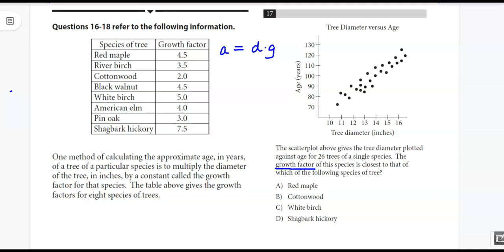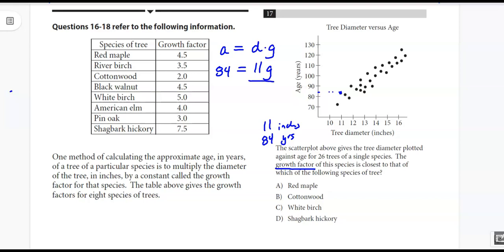So which of these could it actually be? There are a couple of different ways to look at this. We could just put some numbers in. I could pick a couple of points and check them. Maybe this point right here is at 11 inches and it's roughly 84, 85 years old. And so we could just plug these two into the equation and see what we get. So for an 84-year-old tree that has a diameter of 11 inches, what would be the growth factor?